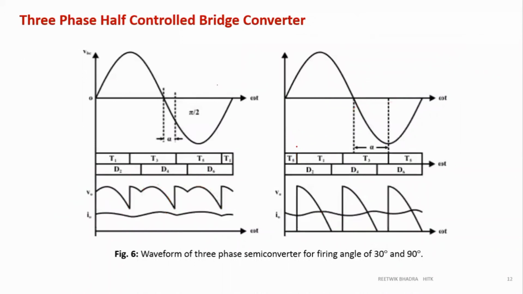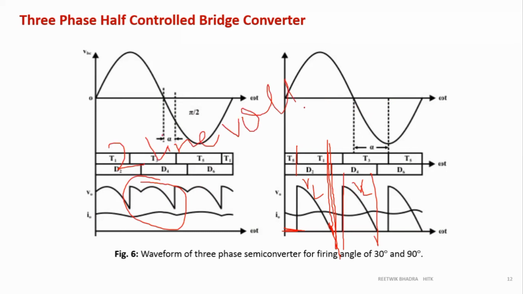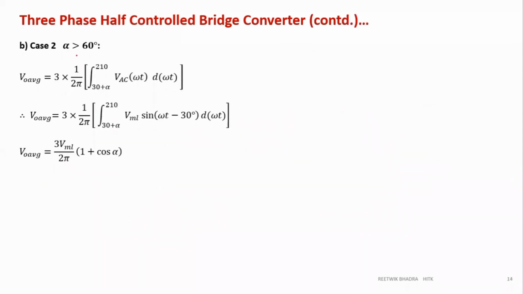So what was the conclusion? During this part freewheeling action was taking place, and during this part T1, D2 was on. So only one line voltage, VL, is there. Over here also one line voltage which is becoming 0, only one single line voltage is there. Over here, there was a combination of 2 line voltages, but over here it is only one single line voltage. For any firing angle greater than 60 degree I have taken only one line voltage.